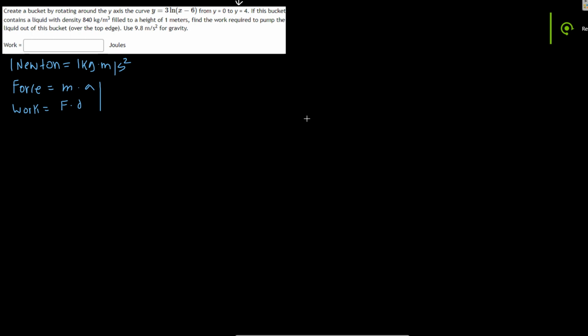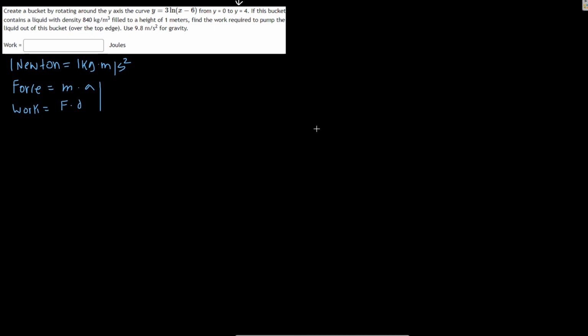So we have a bowl modeled by the curve y equals 3 natural log of x minus 6 rotated around the y-axis within the bounds of 0 to 4. This bowl is filled with 1 meter of a liquid which has a density of 840 kilograms per meter cubed, and we would like to find the work required to pump this 1 meter out of the bucket. We're going to be using 9.8 meters per second for gravity.